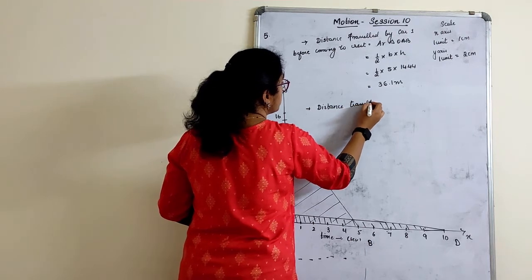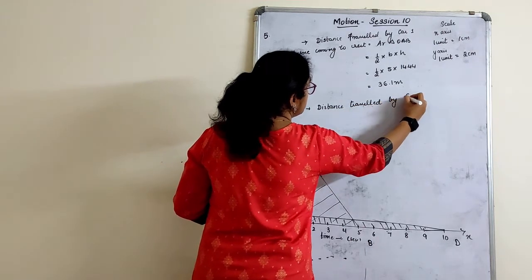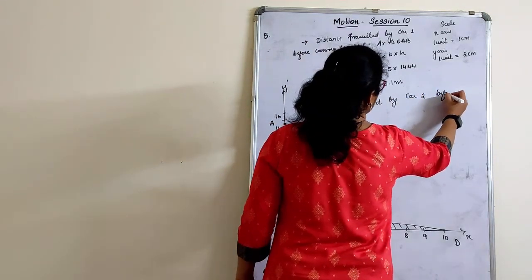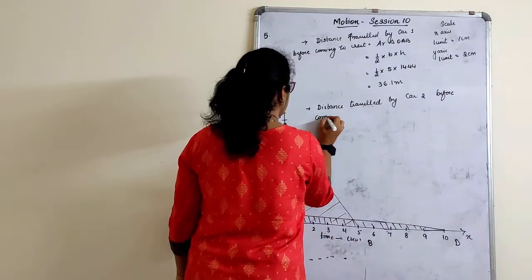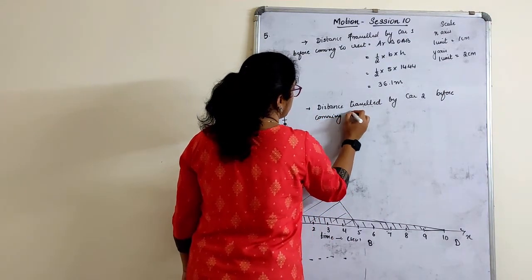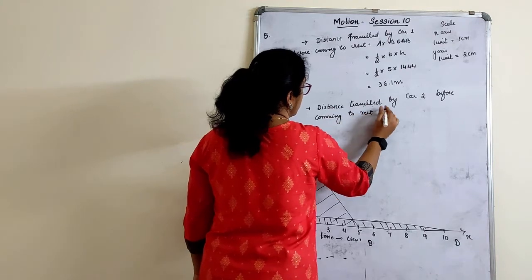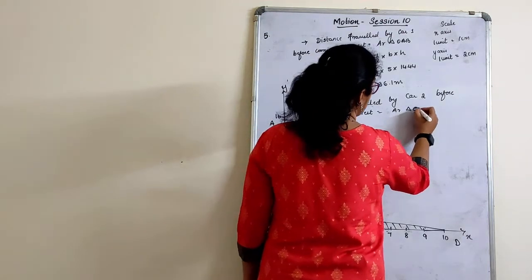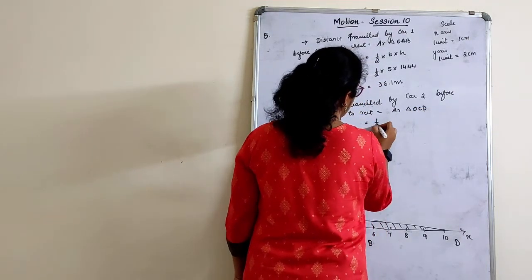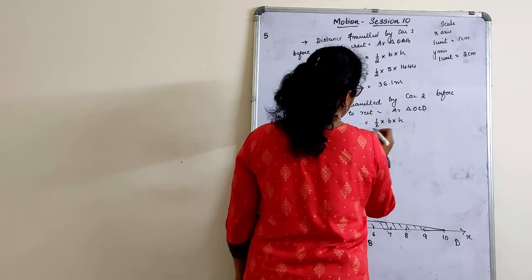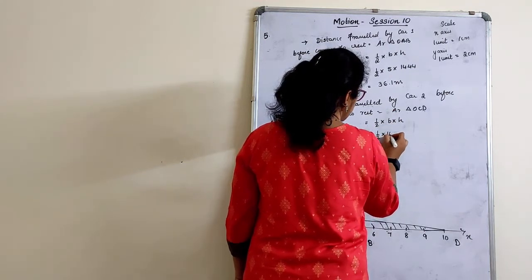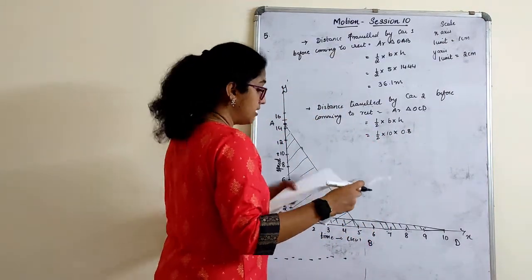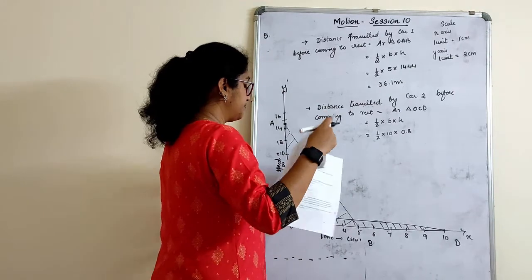Similarly, the next one, distance traveled by car 2 before coming to rest is nothing but area of triangle OCD, which is half into base into height. Half, base is 10, height is 0.8. What did we get there as an answer? 0.83.